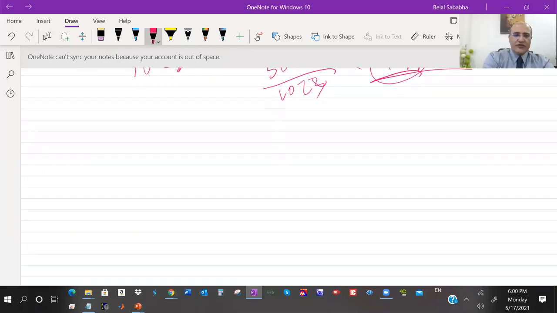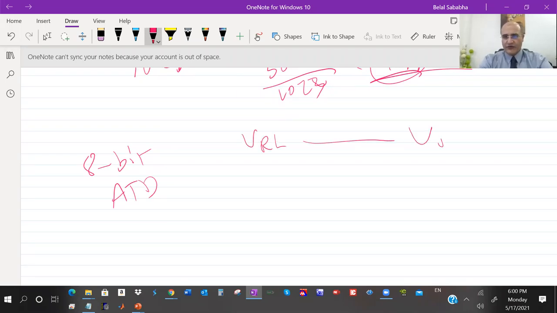Okay, guys. So if I'm using an 8-bit A to D, it will represent the voltage reference low up to the voltage reference high. Let's say these are 0 volt to 5 volts or 5,000 millivolts. We're going to represent them using number codes from 0 to 255, right?